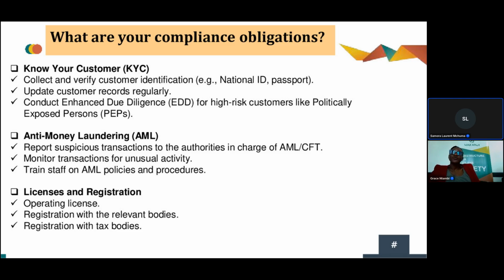Like for me, I'd have to share with the country manager. And if he thinks any reasonable man could say, yes, this is a suspicion, then you just raise it up. Then the authority in charge, which is the FIU for Tanzania, they'll be the one to do the investigation and to find the evidence whether your suspicion is correct or not.